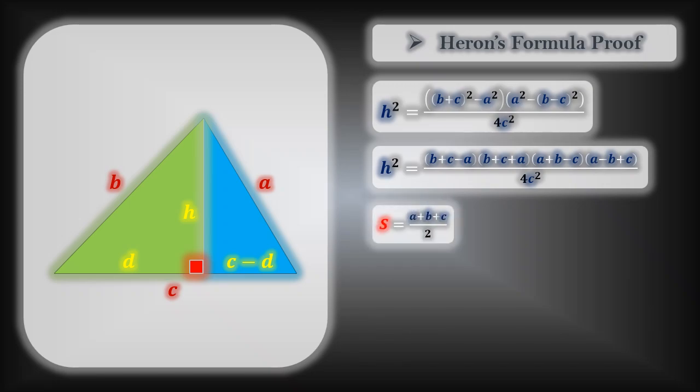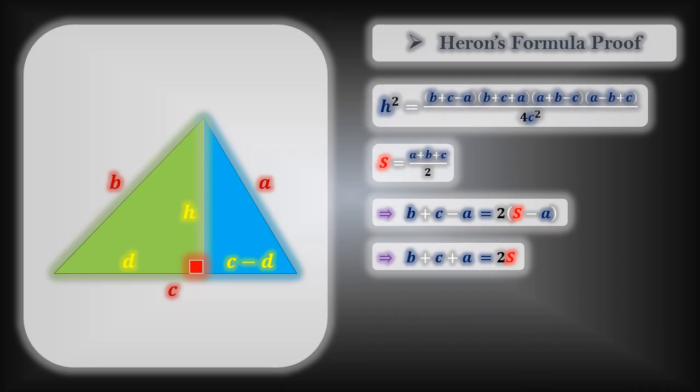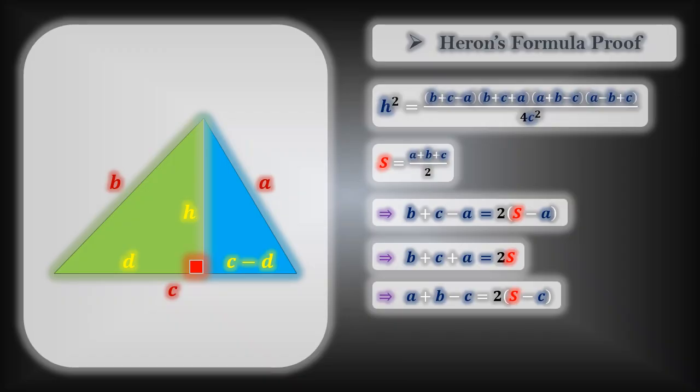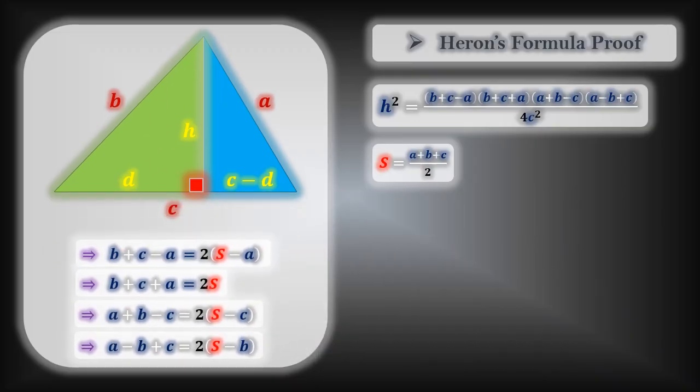Now let s be equal to a plus b plus c, all divided by 2. This quantity represents half of the perimeter of the triangle. Then we obtain b plus c minus a is equal to 2 multiplied by (s minus a). b plus c plus a is equal to 2 multiplied by s. a plus b minus c is equal to 2 multiplied by (s minus c). And a minus b plus c is equal to 2 multiplied by (s minus b).